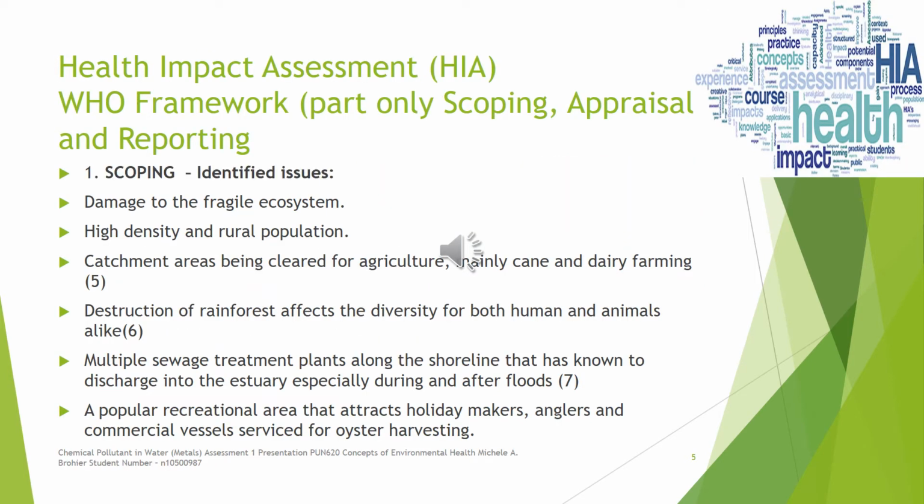As mentioned earlier, the health impact assessment using the World Health Organization framework has been used, but only part of it, mainly scoping, appraisal, and reporting. Scoping identified issues like damage to the fragile ecosystem, high density and rural population, and catchment areas being cleared for agriculture, mainly cane and dairy farming.